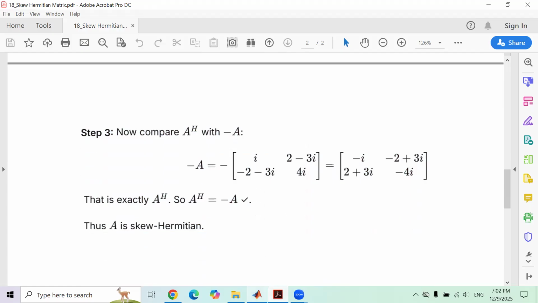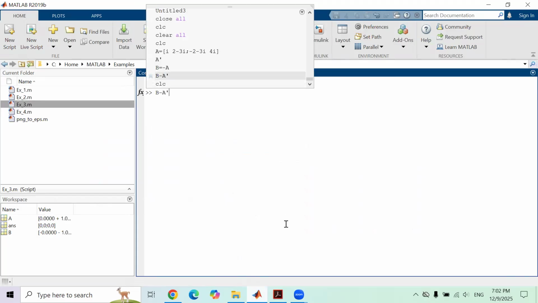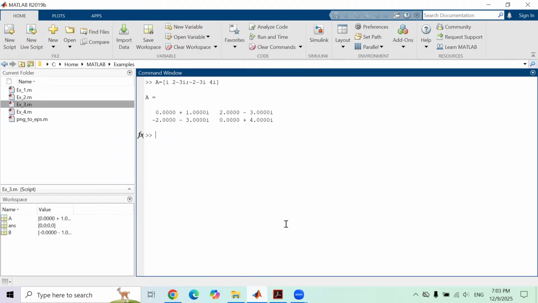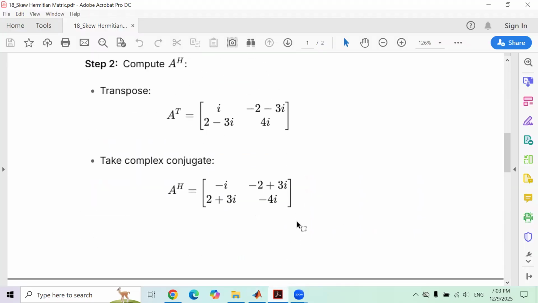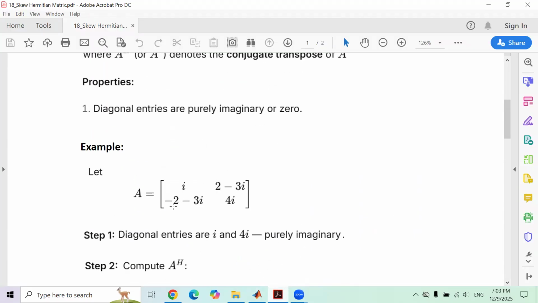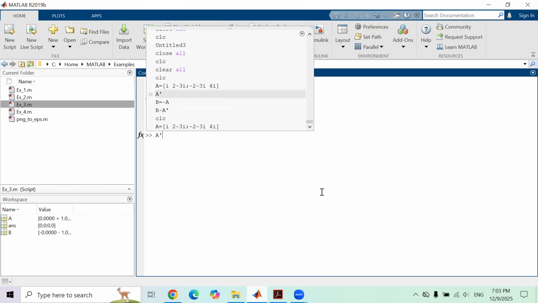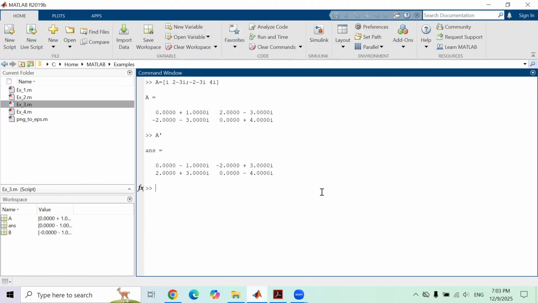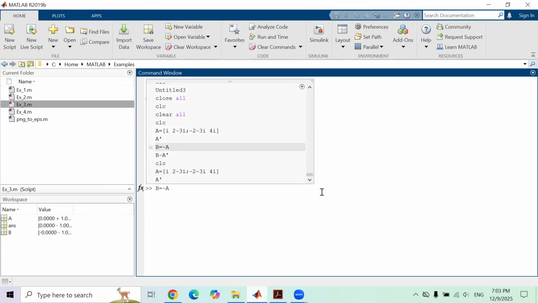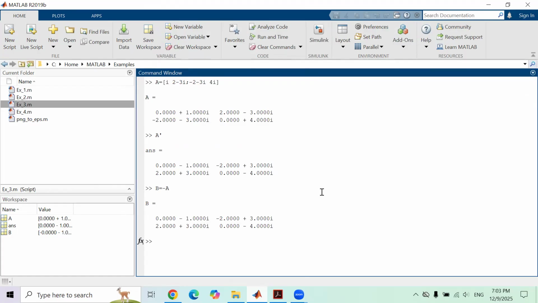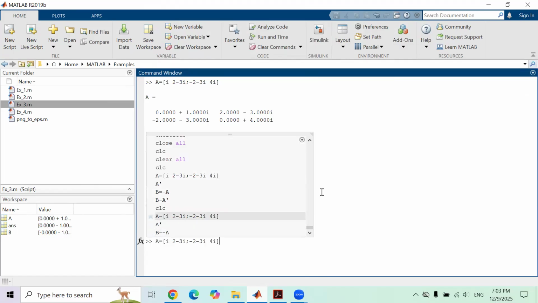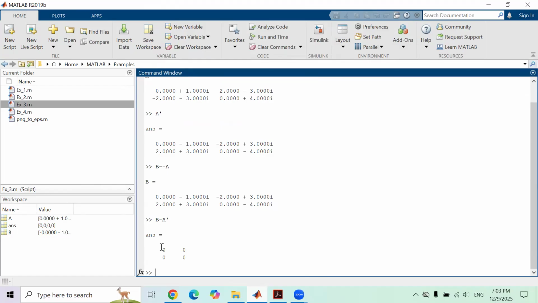Now let us have a look at the MATLAB. Let us take the same complex square matrix that was taken in this example: i, 2 minus 3i, minus 2 minus 3i, 4i. Same matrix we have taken. Now let us compute the Hermitian of A by typing A dash. Now let us compute the negative of A and store it in another variable B. Now we subtract A dash from B, and we notice that we have a null matrix. So this indicates that the given matrix is skew Hermitian.